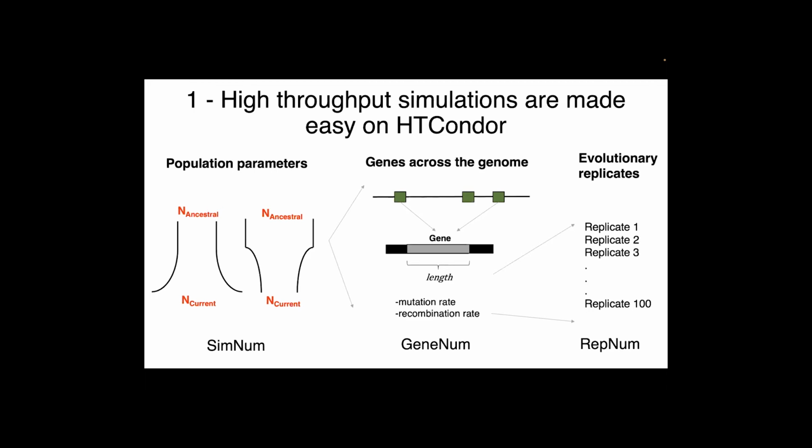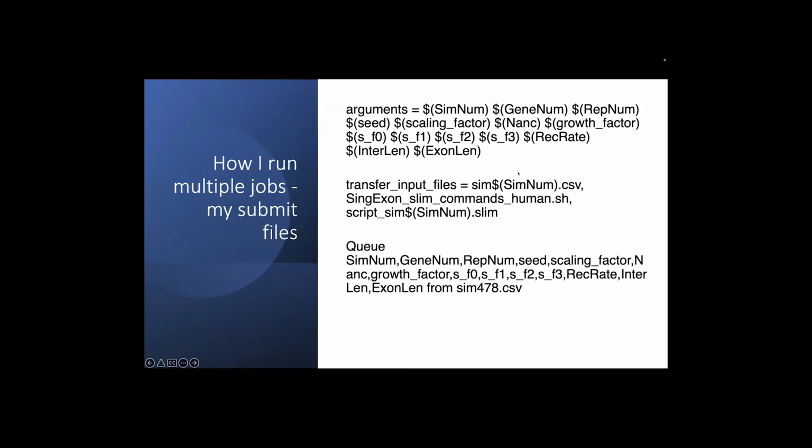And so in my case, this is a pretty nice and straightforward way for me to go ahead and set up my submit files. What I do in my submit files is that I have my argument line, which has basically the simulation number, the gene number, the replicate number, the random seed, and then all of these different parameters that are associated with each of these: the simulation number, gene number, the recombination rate, the length, etc.